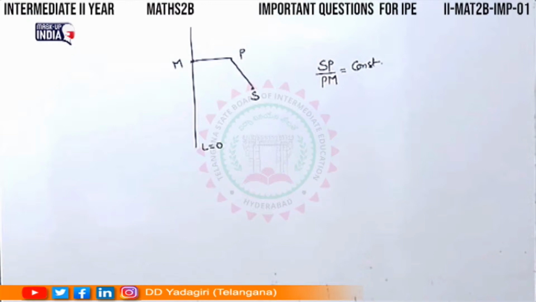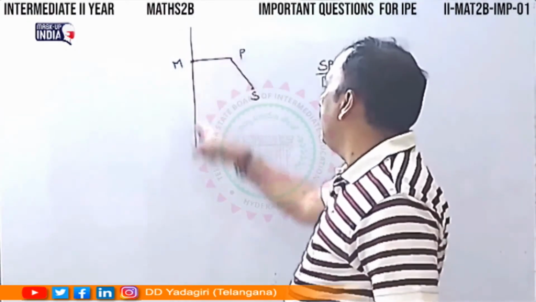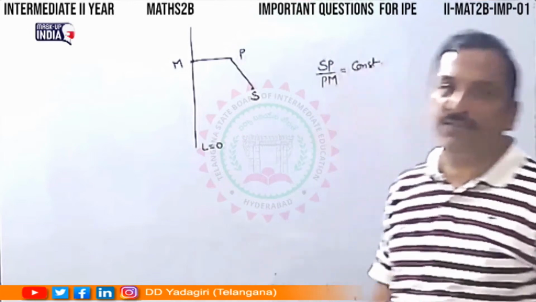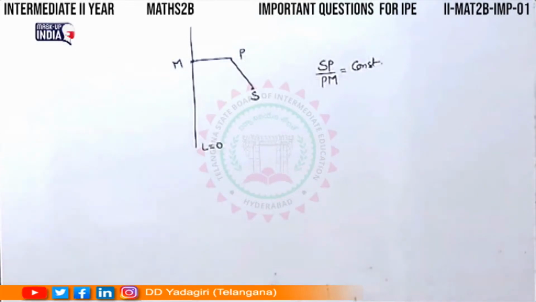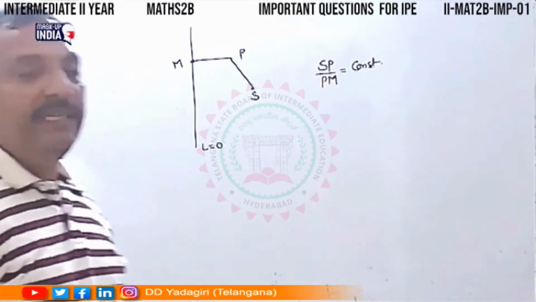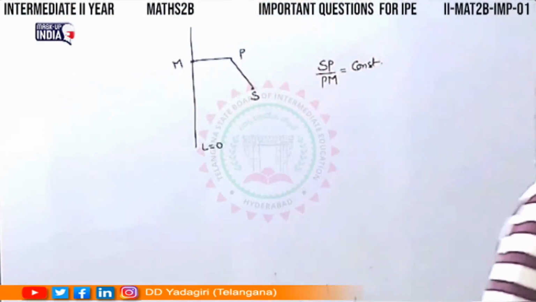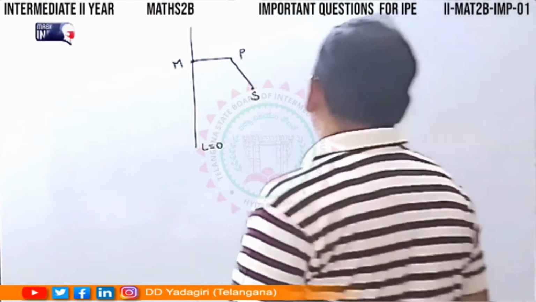The fixed point S is called the focus. The fixed line L equal to 0 is called the directrix. And the constant ratio is called eccentricity, and it is generally represented by E.